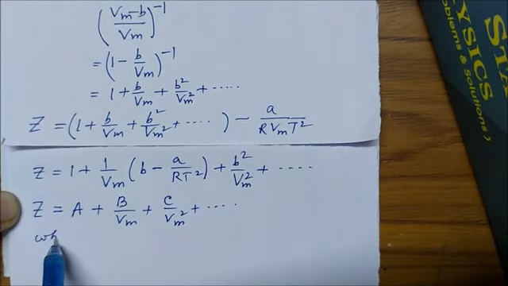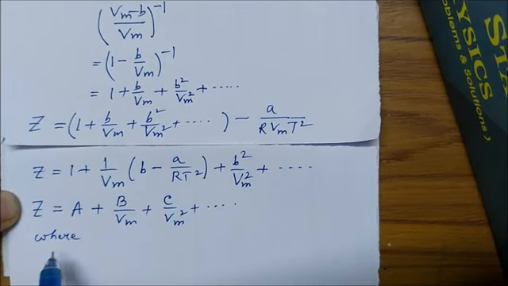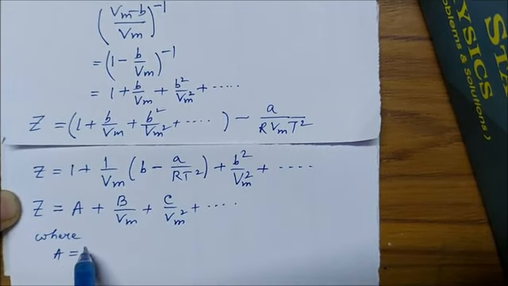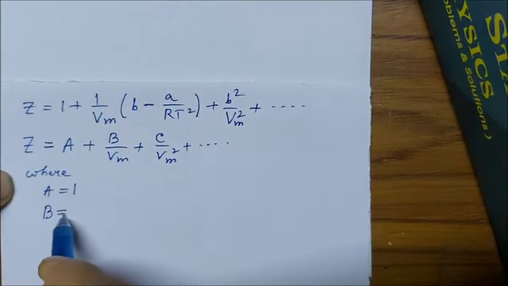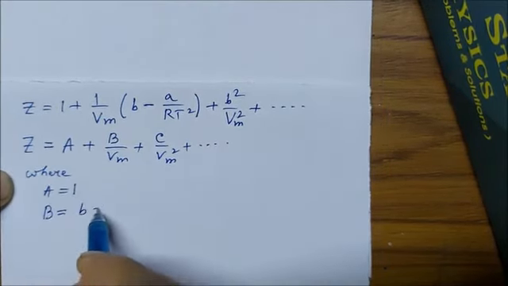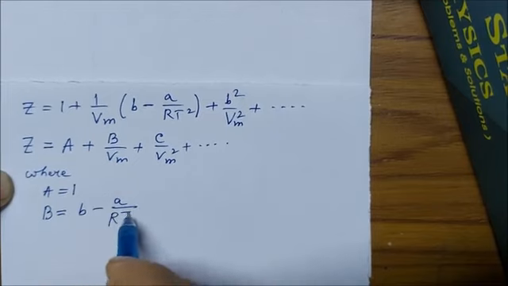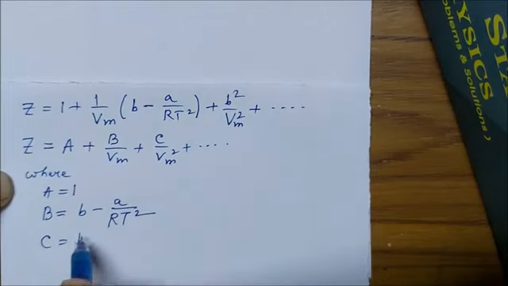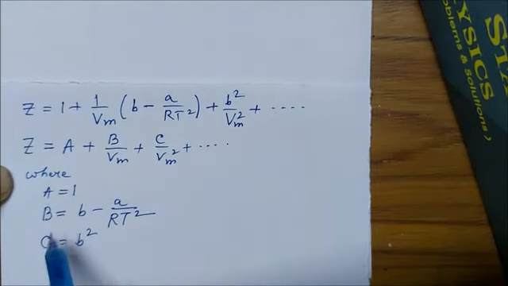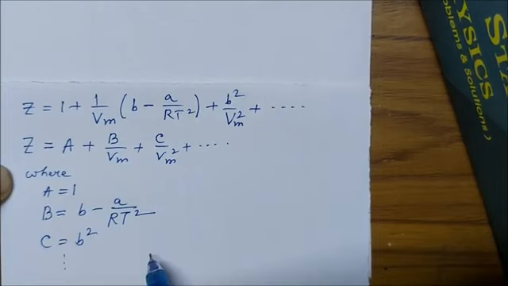Where A equal to 1. For B we can write, for C we have B square and so on. A, B, C being the virial coefficients.